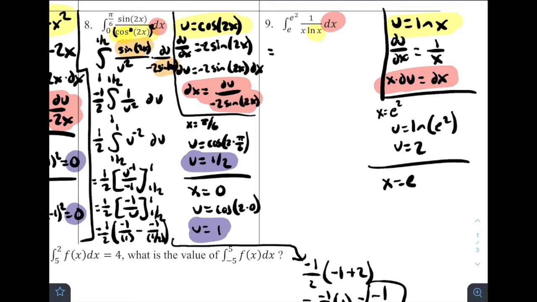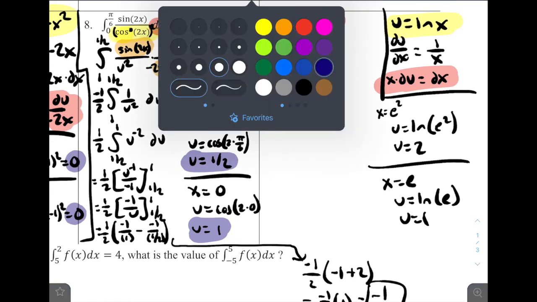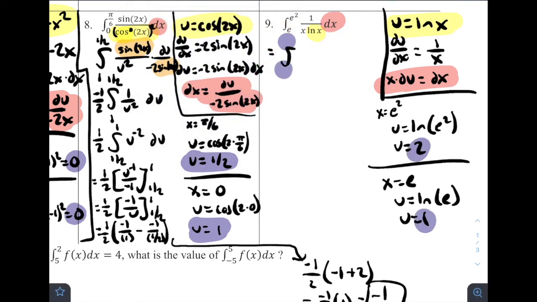And then when x is equal to e, u is equal to the natural log of e. Again, ln and e are inverses. They cancel, so u is going to be equal to 1. So our new limits of integration here are going to be 1 and 2. And from there, we've got 1 over x times u times dx, which we said was x du. So what happens? Well, we notice that our x and our 1 over x are going to cancel each other out. So this is equal to the integral from 1 to 2 of just 1 over u du.